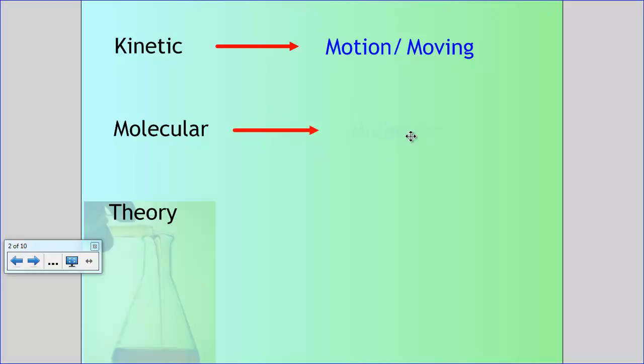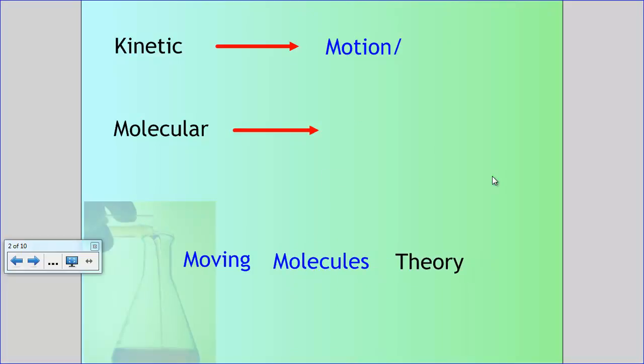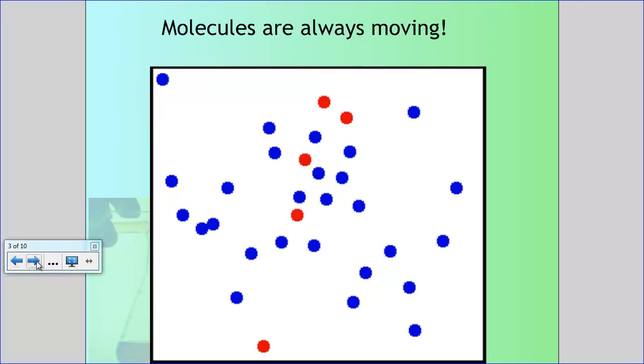Molecular obviously means that we're referring to molecules. Molecules are the things that make up matter. Atoms make up molecules, and molecules make up most matter. That's sort of the fundamental basis of matter that we've been talking about. So if we took the idea of kinetic molecular theory, we could change this to the moving molecules theory. Just keep in mind that everything we're going to be talking about is about molecules in motion.